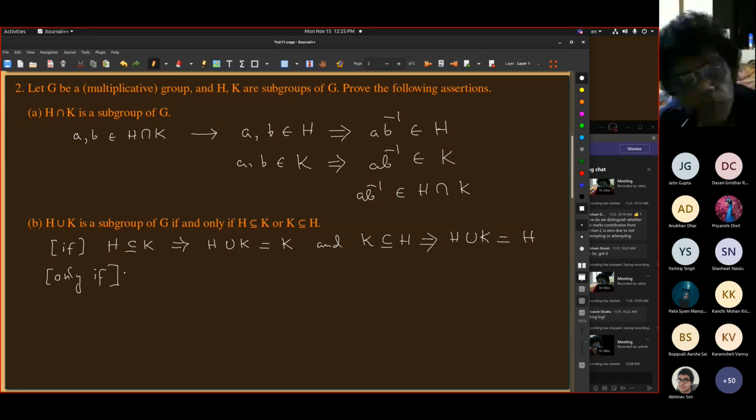A in H, B in K. AB inverse does not belong to this. No, what are you trying to prove? It means A comma B doesn't belong to H intersection K. I do not exactly follow your line of thought. Okay, I will take some A in H, some B in K, then what?